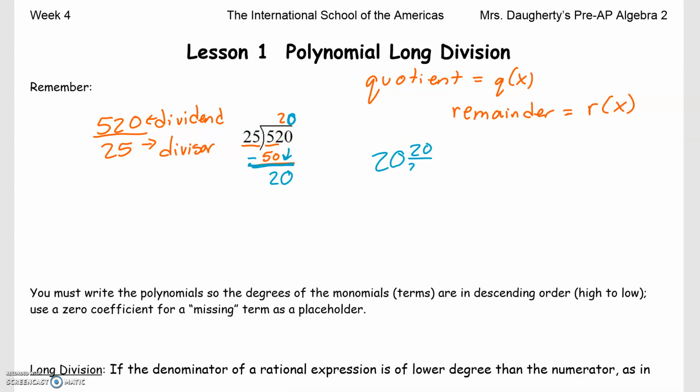So our answer is going to be 20 and 20 over 25, and we would write that as a mixed number. Written as a polynomial, this is really like 20 plus 20 over 25, and then we would see if anything can simplify. Out of 20 and 25, we can divide out a 5, so that would end up being 20 and 4/5. That would be our end answer for this problem. So we would always take our remainder and divide it by our original divisor, and that would be our answer. So let's take a look.